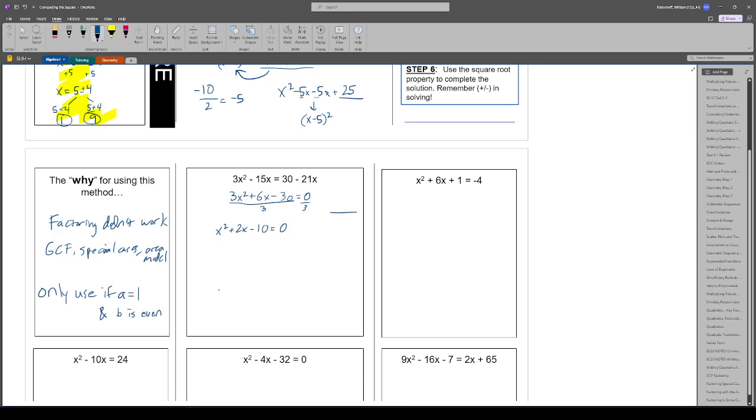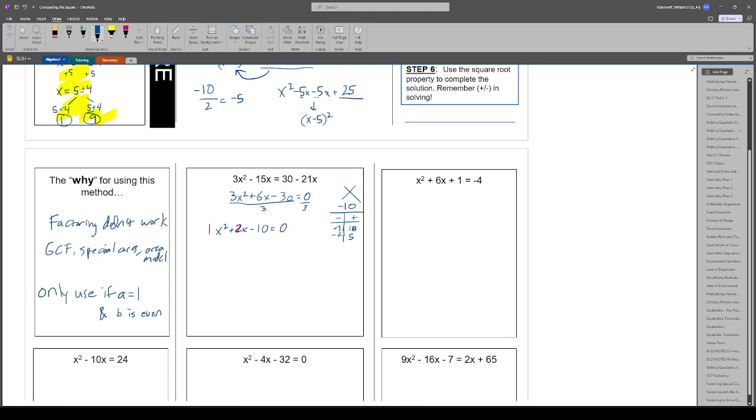So first thing I check real quick, can I factor it? If I do negative 10, my bigger one is positive, my other one's negative. So I have either negative 1, positive 10, or negative 2, positive 5. Neither of those gives me 2x in the middle. They give me 9x and 3x. So I cannot solve this by factoring, but A is equal to 1 and B is even. So this is a great candidate for completing the square.